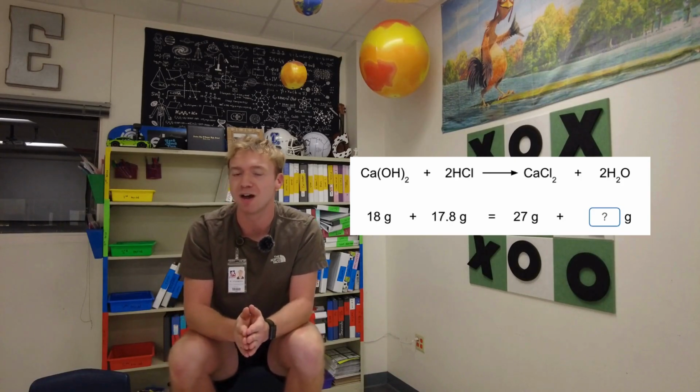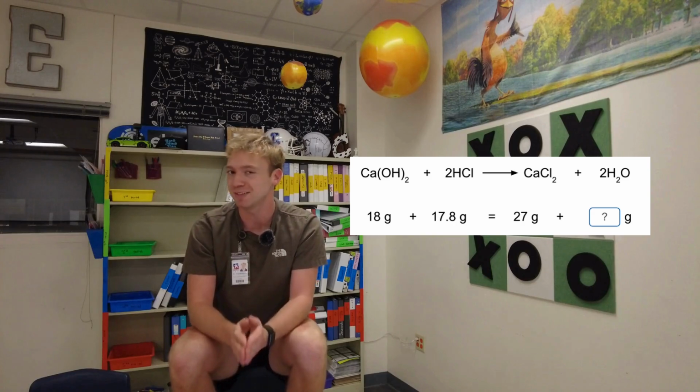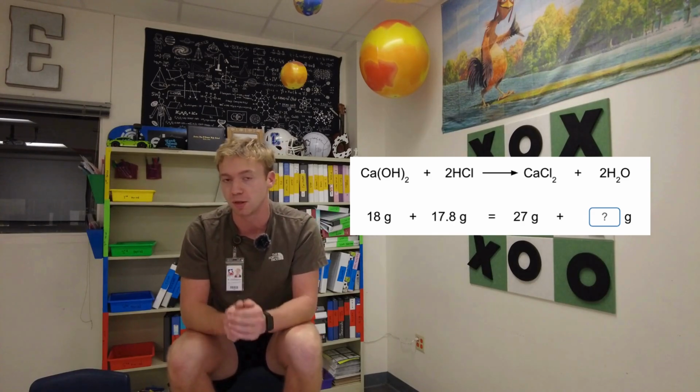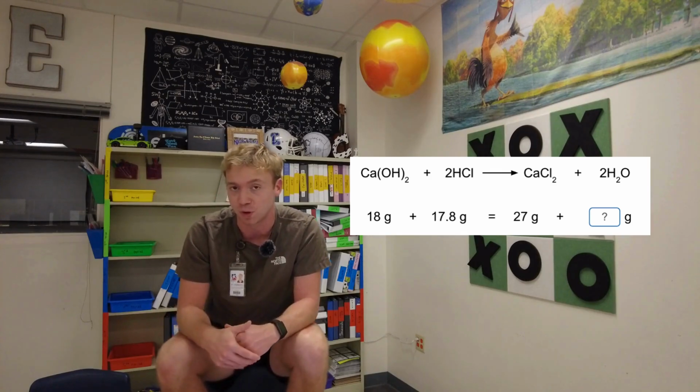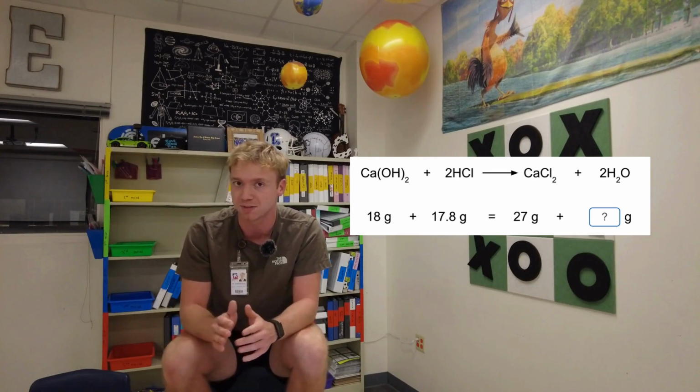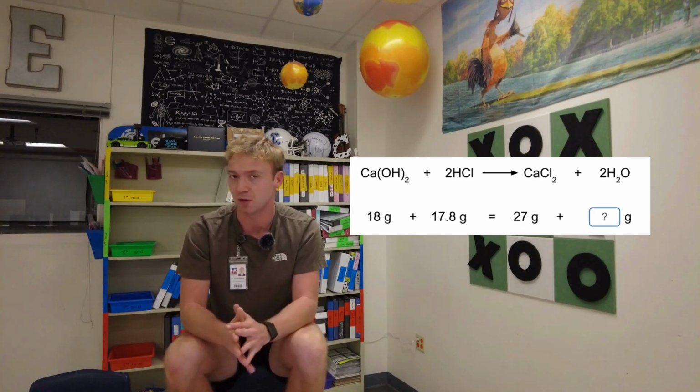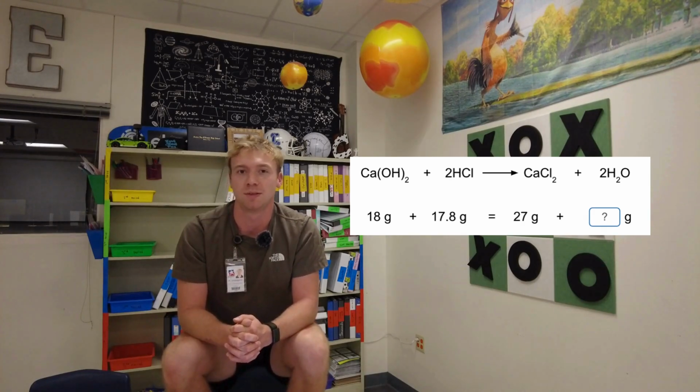All right, one last practice problem for you here. Look at the chemical equation. Now, according to the law of conservation of mass, what must the mass be for the water molecule on the product's side of our equation? All right, go ahead and pause the video if you need to. Use a calculator if you need to. Think about it.